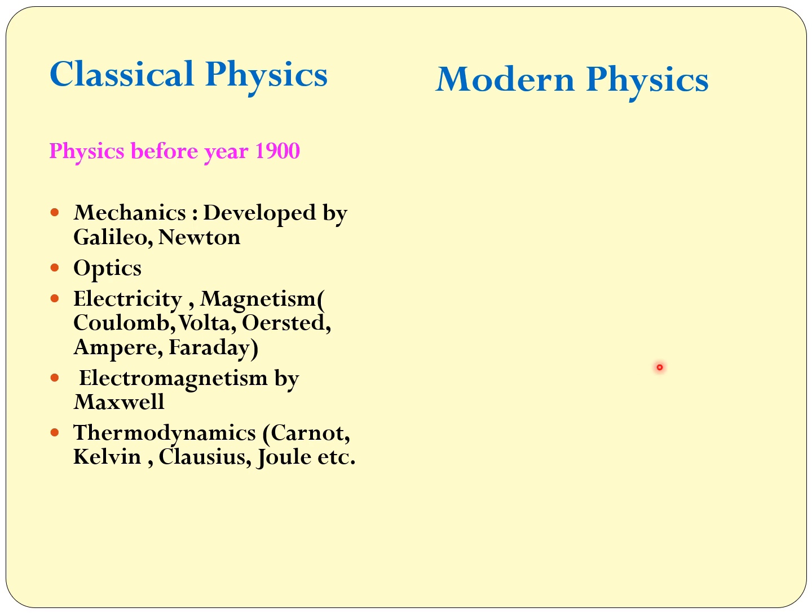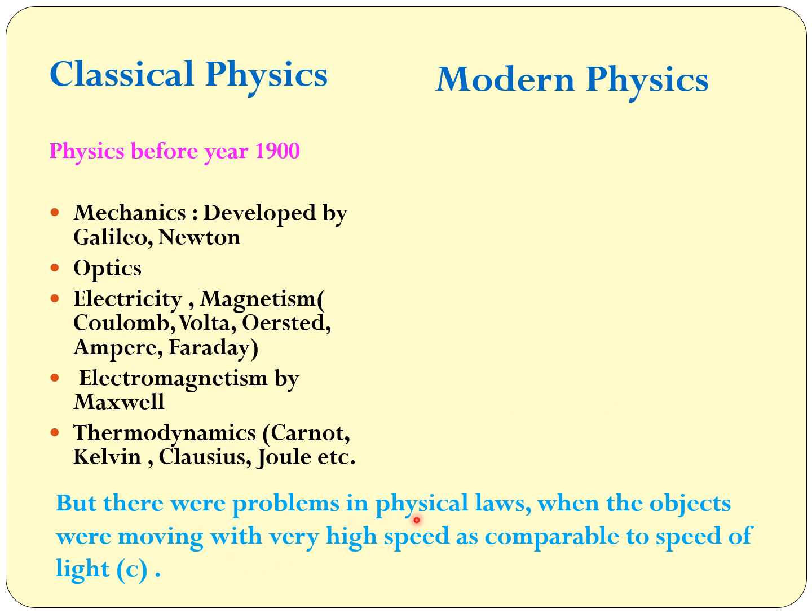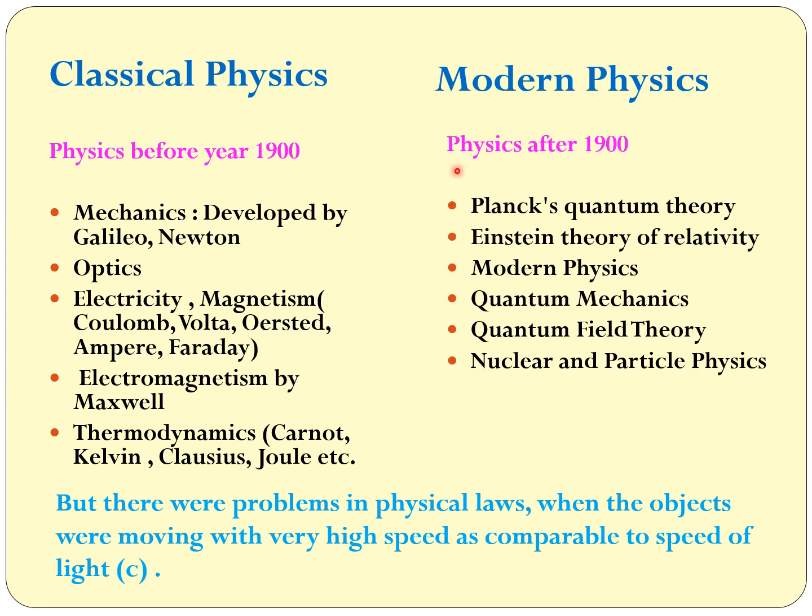and in physics. But there were some problems in the physical laws when the objects were moving with very high speeds, comparable to the speed of light c. In that case, Einstein gave the theory of relativity to explain such phenomena. Also, there were some phenomena like black body radiation, which was not explained, and later Planck gave a quantum theory, which we will discuss in quantum mechanics later.